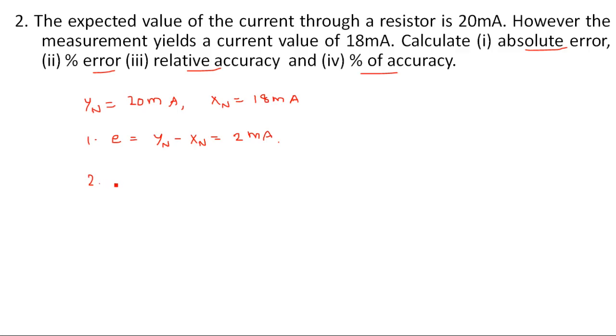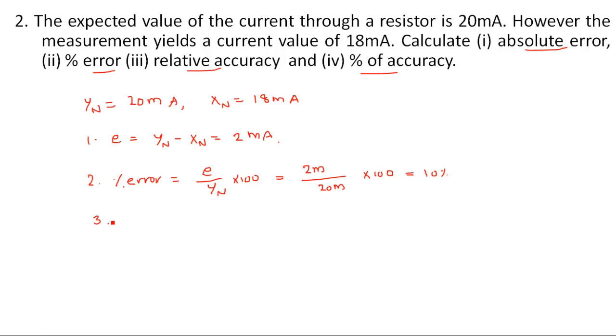Okay. And the second one is percentage error. So percentage error formula is equal to absolute error divided by expected value into 100. So absolute error is 2 milliamperes divided by 20 milliamperes into 100. So that is equal to 10%.